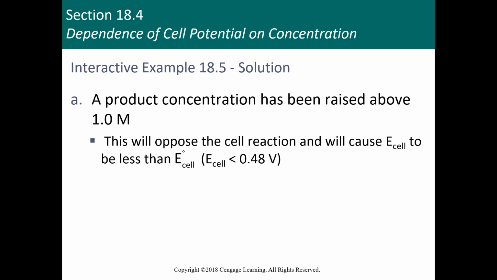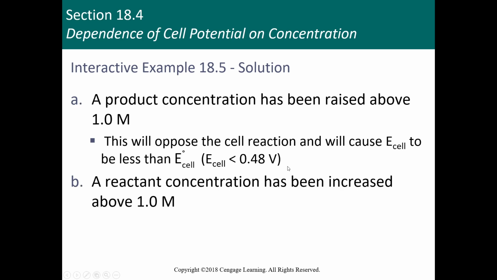So this is going to oppose your cell reaction according to everything we know about equilibria, which is like Le Chatelier's principle, right? We have increased the concentration of product, therefore it's going to push towards the left, which is the opposite direction of E cell, isn't it? And so you would expect your E cell to be less than the E naught cell that you have calculated. So E cell should be less than that 0.48 volt value.